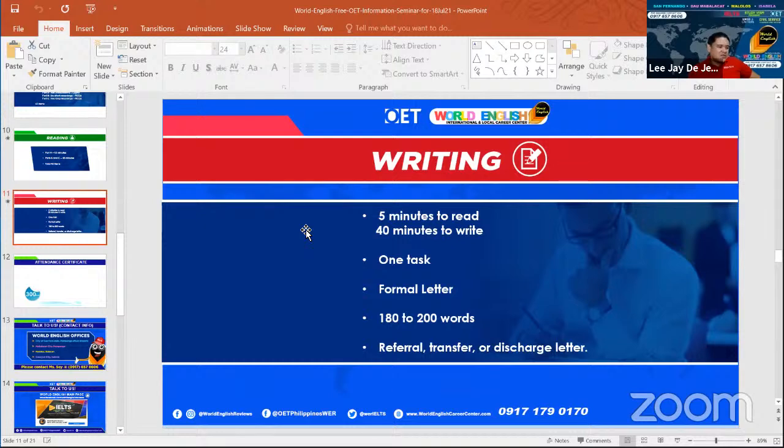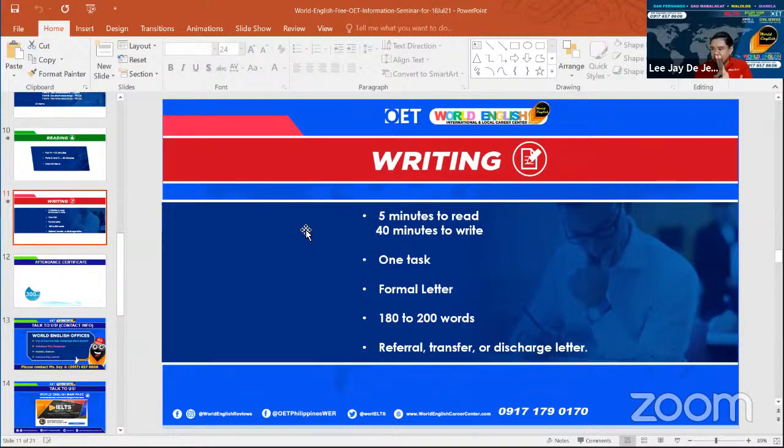I think it's because they're asking you to write 2 outputs, 1 report and 1 essay in only 1 hour. I think that's the biggest challenge there. Now for OET, the writing test is, in comparison to IELTS, a lot easier. Why?